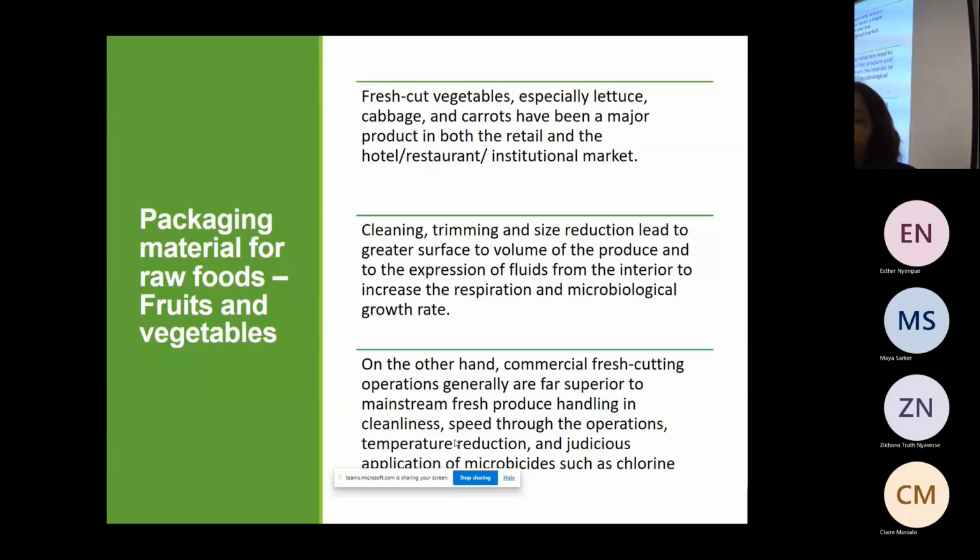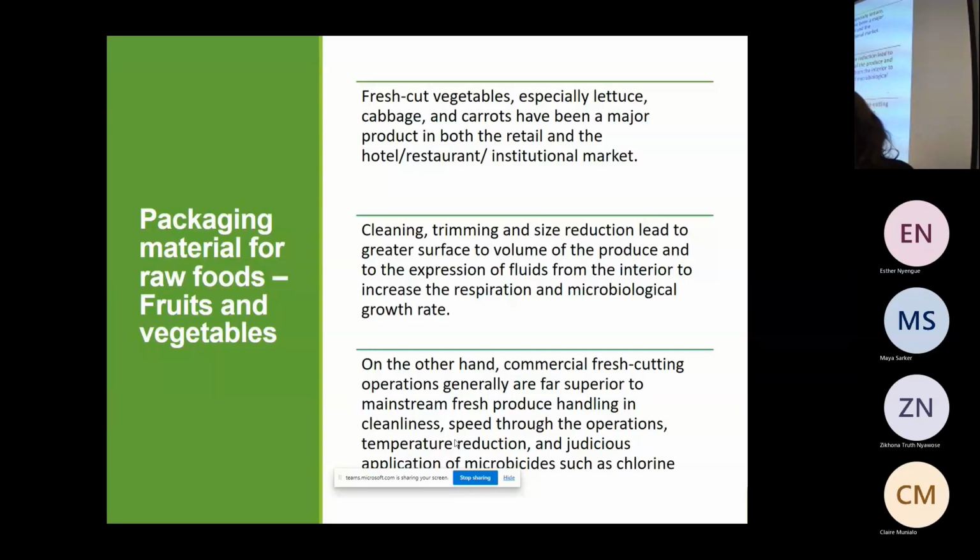And then they tend to do the cleaning, the trimming, and the size reduction to lead to greater surface volume for the produce, and to also express fluid from the interior to increase respiration and microbial growth. So you actually see that all these things tend to affect the quality of the fruits and vegetables. So they need to be done in a way that is monitored, and also to reduce the amount of damage that is done to the produce.